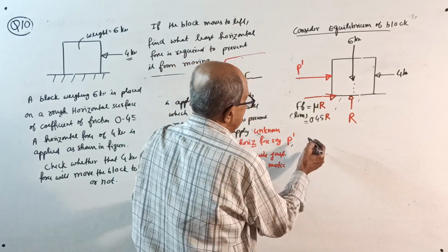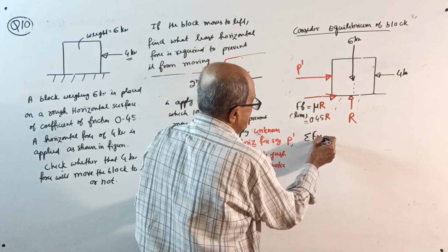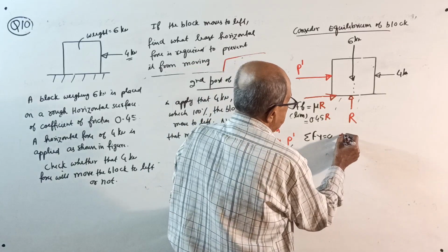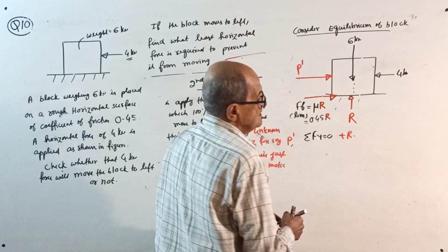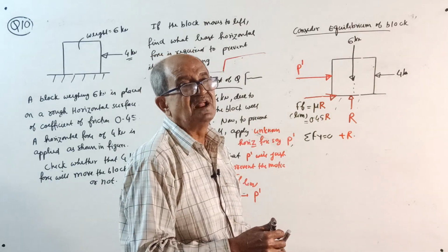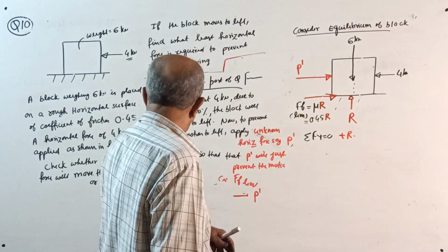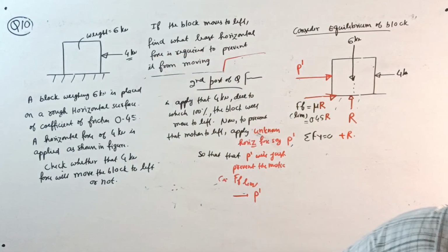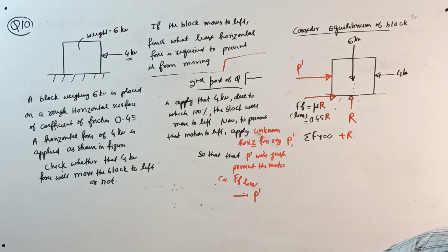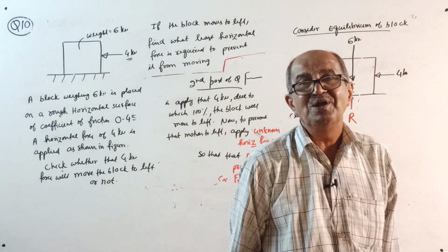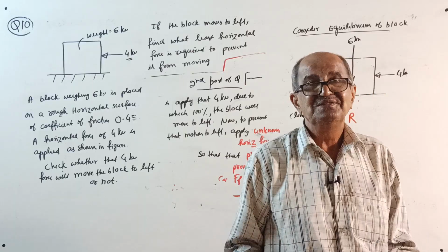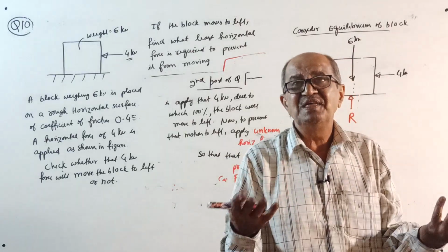Once again, sigma Fy equal to 0. What you get? Plus R. Actually, somebody will tell, sir, I know the answer. How much? Sir, applied is 4. What is the last time answer? I forgot it. What was the last time answer? 2.7 kilonewton. Sir, 1.3 kilonewton. Good. Good. See, objective question, that's all.